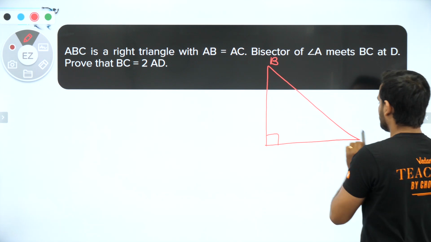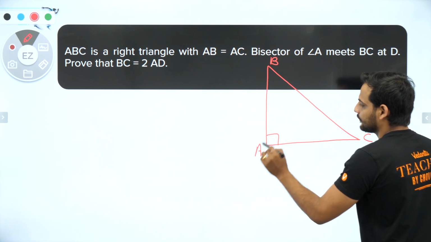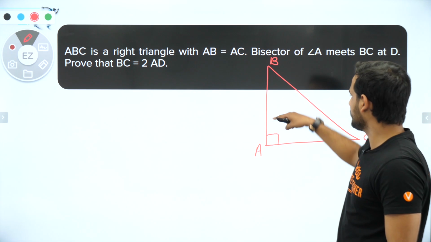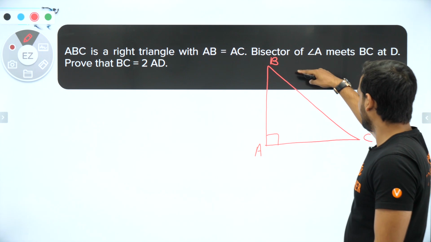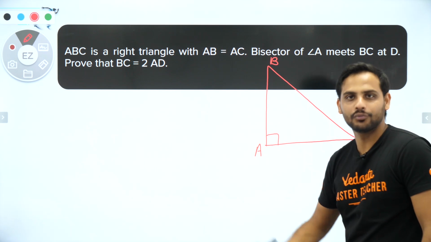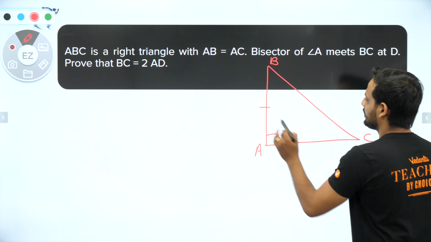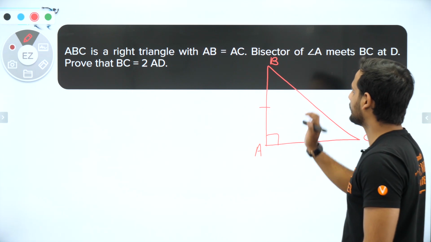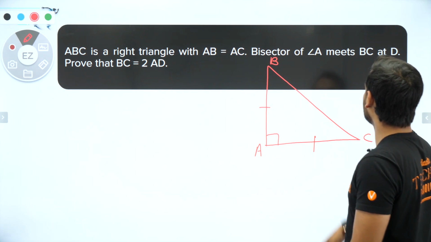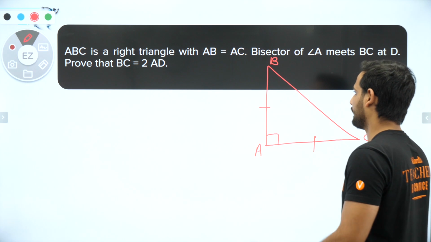So this information has told us that the right angle is made at A. AB is equal to AC, and the hypotenuse is greater than both. Hypotenuse can never be equal to the perpendicular or base, right? So I have got that my AB is equal to AC. Very good. This is 90 degrees. Very good. The bisector of angle A meets BC at D.